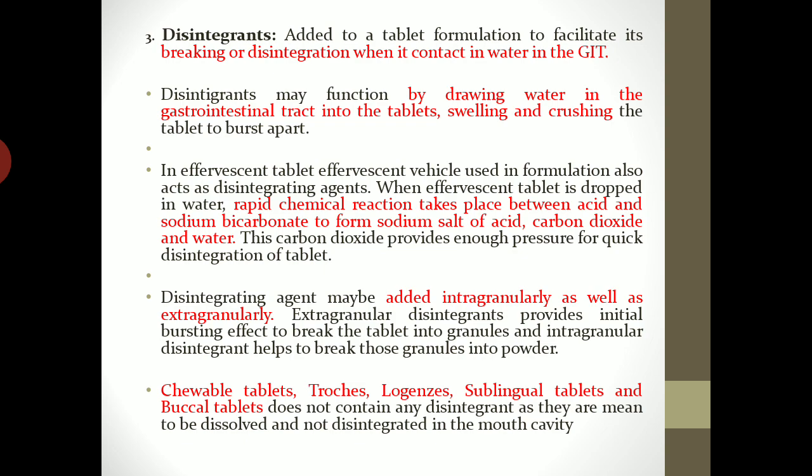In the case of effervescent tablets, the mechanism of working of the disintegrant is slightly different. Here, the effervescent vehicle itself acts as the disintegrant. When the effervescent vehicle is dropped in water, a rapid chemical reaction takes place between the acid and sodium bicarbonate to form the sodium salt of the acid, carbon dioxide and water. This carbon dioxide provides enough pressure for quick disintegration of the tablet.